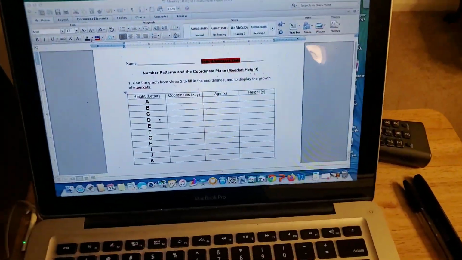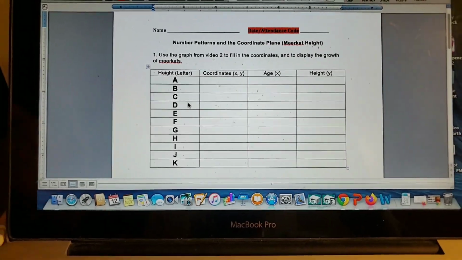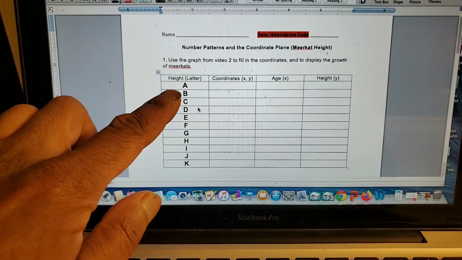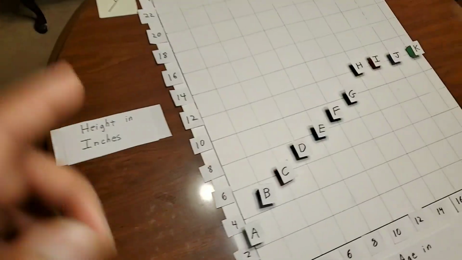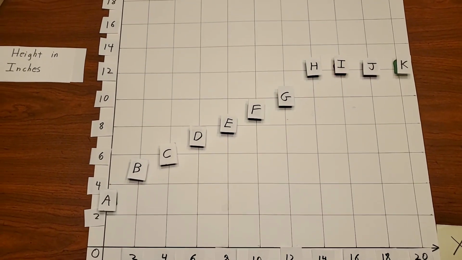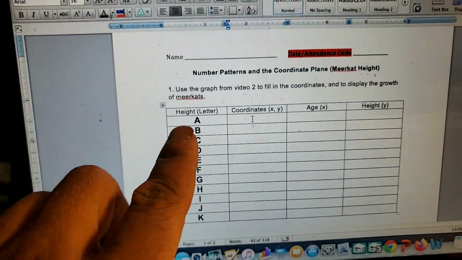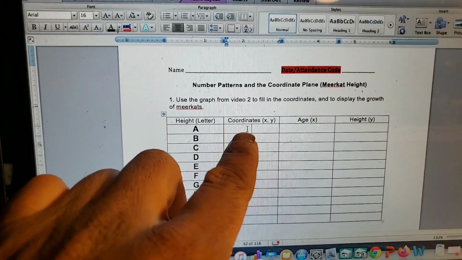Okay, so here's your assignment tonight. Number patterns in the coordinate planes. So what you're going to do is this. A through K represents the height. Remember, all of these have letters, so pay attention to the letters. When you look at letter A, we'll do the first one together. So let's look for A. Let's see what the coordinates are for A.